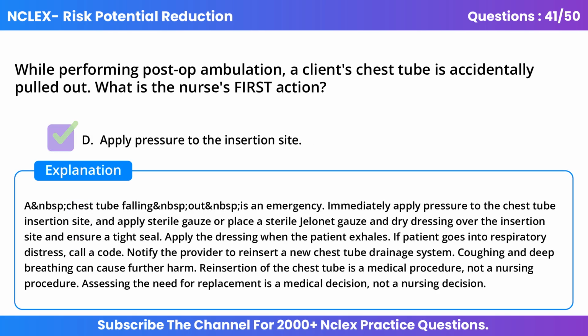A chest tube falling out is an emergency. Immediately apply pressure to the chest tube insertion site, and apply sterile gauze or place a sterile Vaseline gauze and dry dressing over the insertion site and ensure a tight seal. Apply the dressing when the patient exhales. If patient goes into respiratory distress, call a code. Notify the provider to reinsert a new chest tube drainage system.